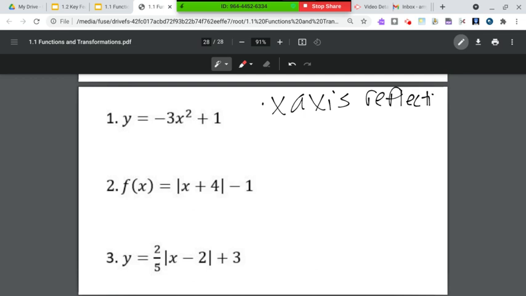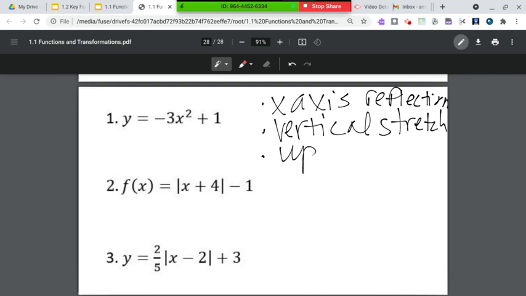Okay, what about that leading 3? It's stretched or compressed by 3, I think. You're correct. It's actually stretched. So does it make it wider or narrower? Narrower. Perfect. Vertical stretch by a factor of 3. And what about that plus 1 at the end? It moves it up 1. Up 1. Vertical shift up 1.